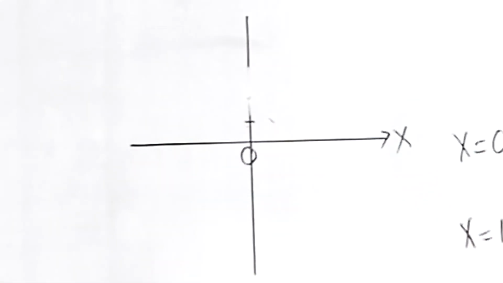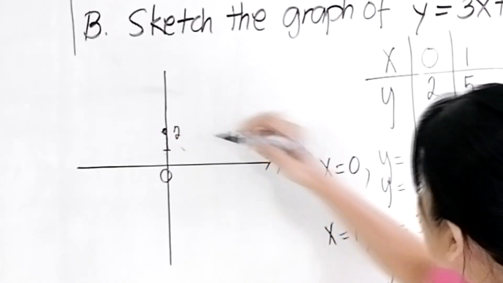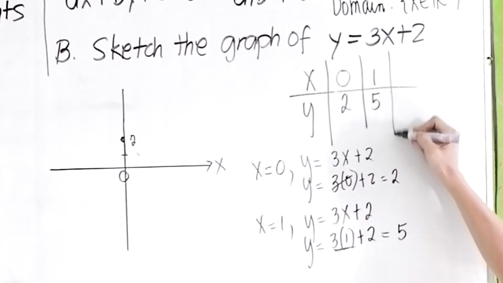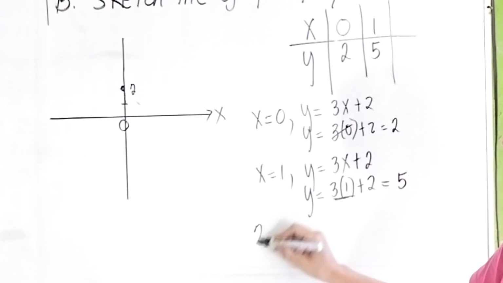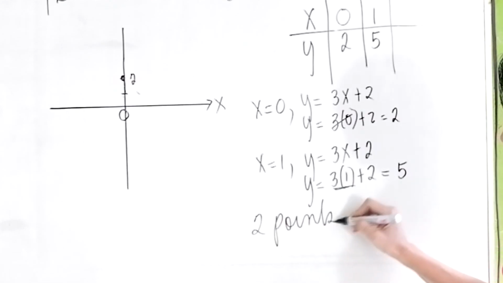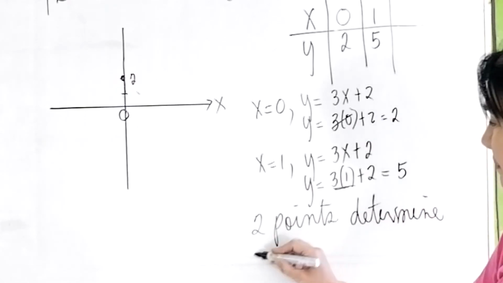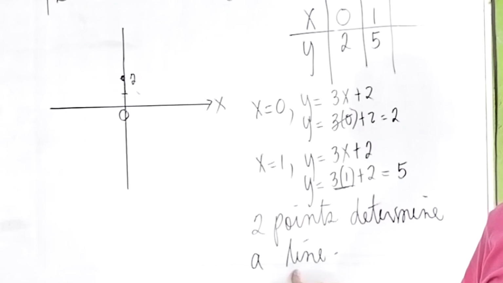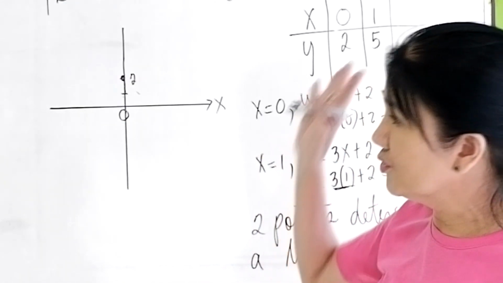What about two ordered pairs? Why did you stop here? Why did you stop and you did not continue? Because 2 points determine a line. You will learn this in geometry. 2 points determine a line, meaning the minimum number of points for you to draw a line is by using 2 points. So 2 ordered pairs are enough for you to draw the line.